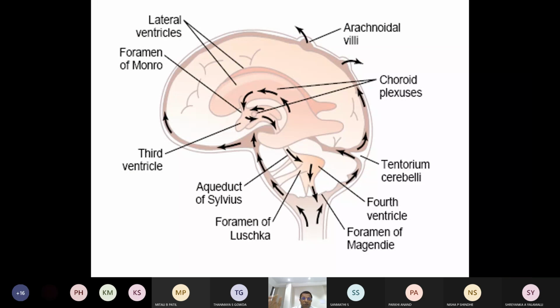Then you see the structure, with some brain parts labeled. This is the choroid plexus, tentorium cerebelli, fourth ventricle, foramen of Magendie, foramen of Luschka. Then you have the aqueduct of Sylvius, third ventricle, foramen of Monro, and lateral ventricles. These are the structures of the brain.